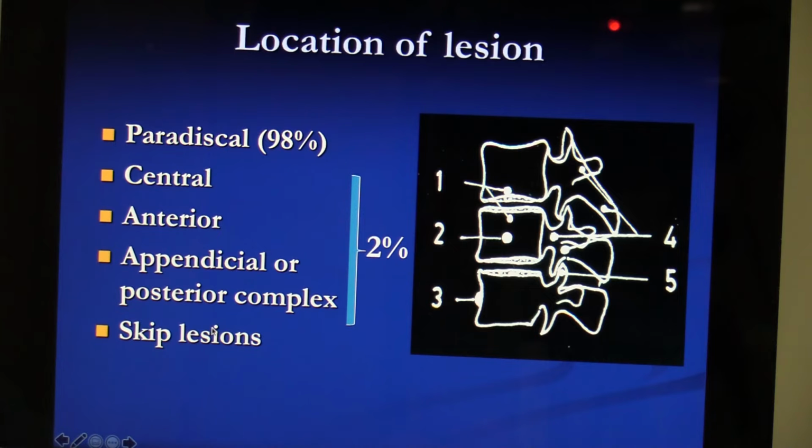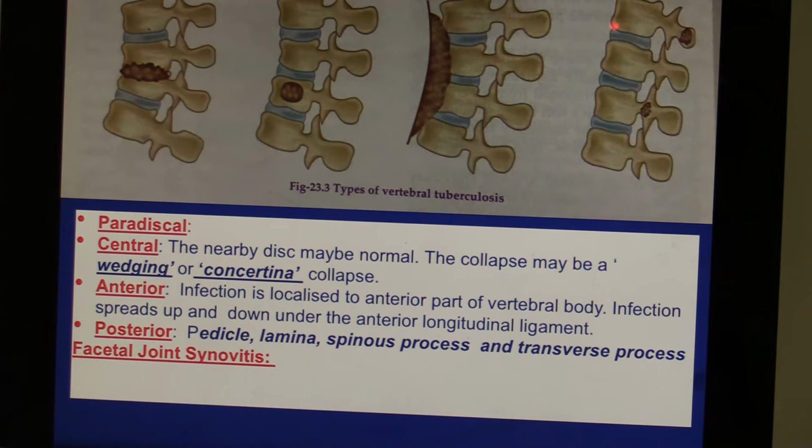Skip lesions occur in roughly 7% of spinal TB cases, where they have another lesion in the spine far away from the main lesion. Now this is the diagrammatic representation: paradiscal lesion on both sides of the disc space, central vertebral body lesion, anterior subligamentous disease, or appendiceal or posterior complex disease, this is the spinous process, or this is pedicle disease.